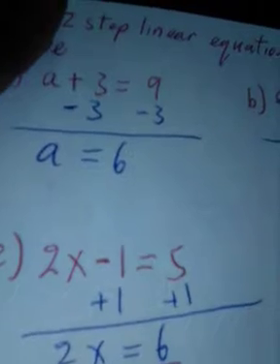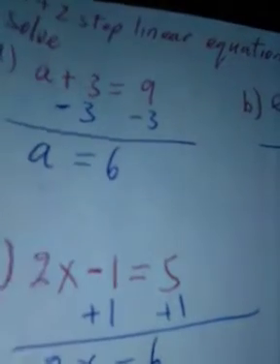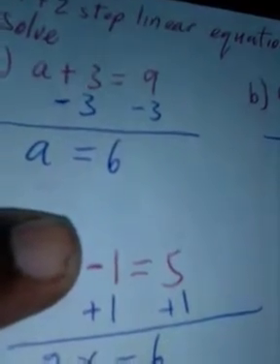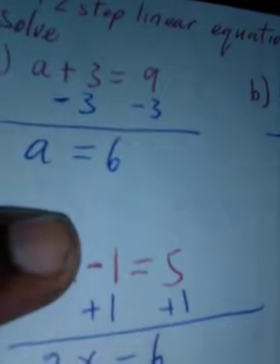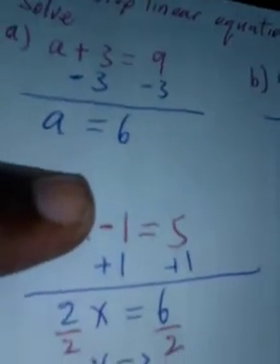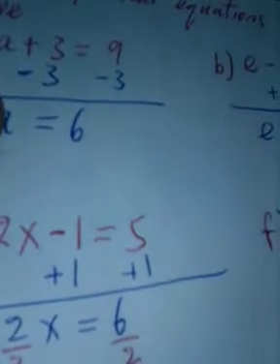2 times something minus 1 is equal to 5. The first thing is I have to move everything that is not directly connected to the something that we're looking at, so I've got to move the minus 1. How do I move that? The opposite of subtracting 1 is to add 1 to both sides. So I get 2 times something is equal to 5 plus 1, which is 6.